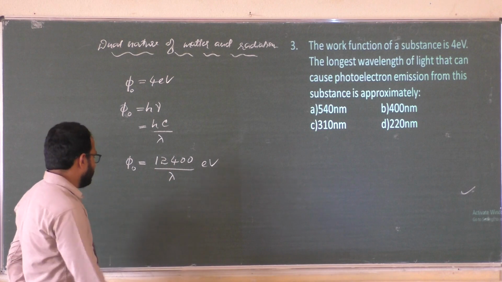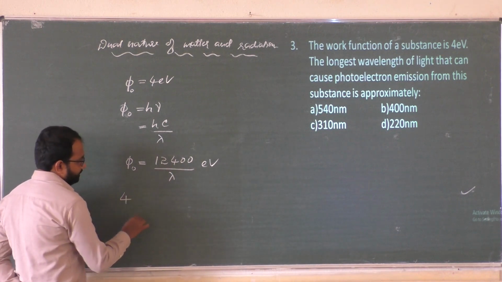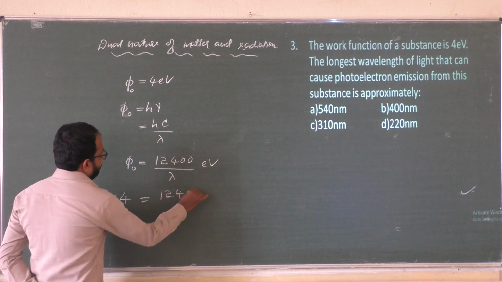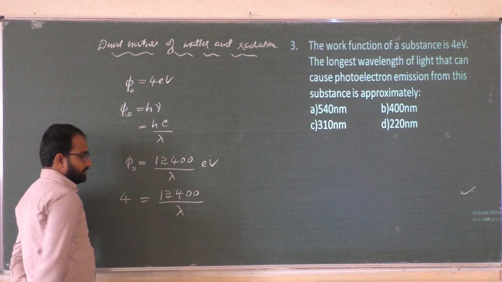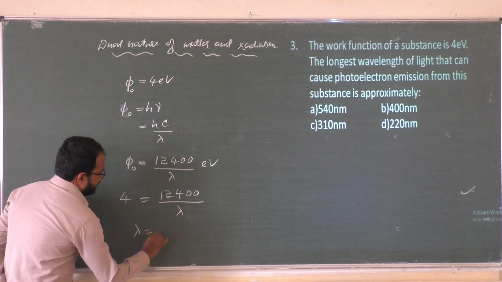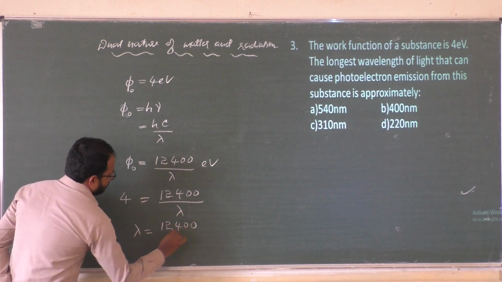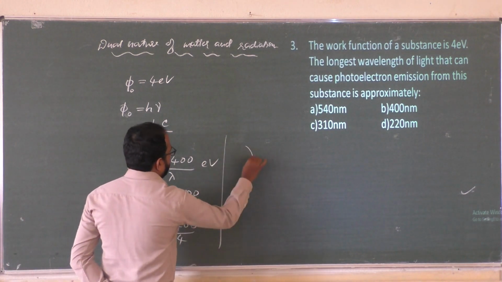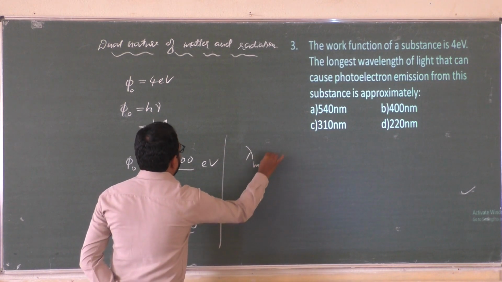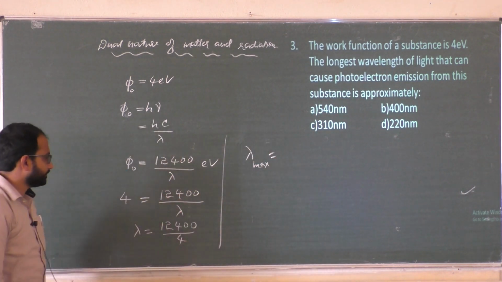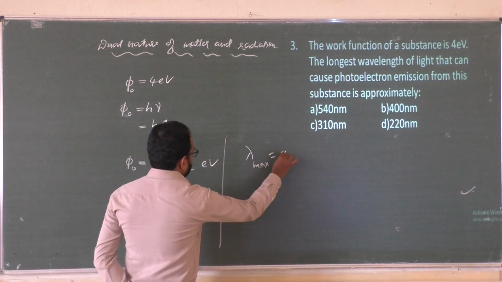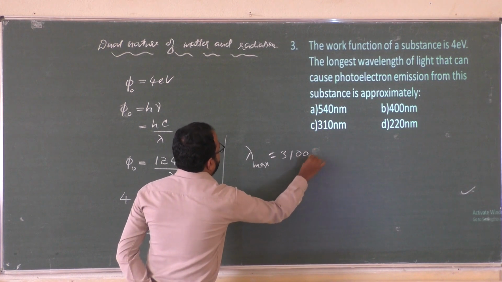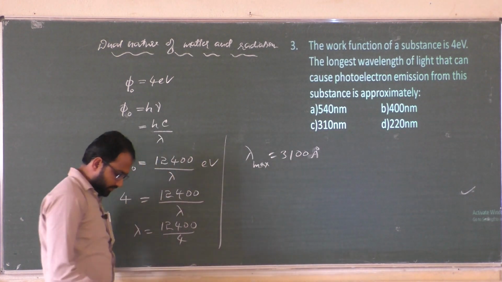Here the work function is given, it is 4 electron volt. You have to calculate the value of lambda. So if I calculate 12,400 by 4, therefore lambda maximum is equal to 3100 angstrom.